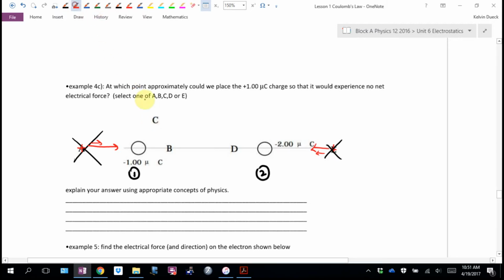Let's put a little positive charge right there. Which way will that positive charge feel a force from charge 1? Are they like or are they unlike? They're unlike. One's negative, one's positive. So unlike charges attract. So there's going to be a force in that direction. You know what? I'm going to make that arrow a bit longer, and you'll see why in just a second.